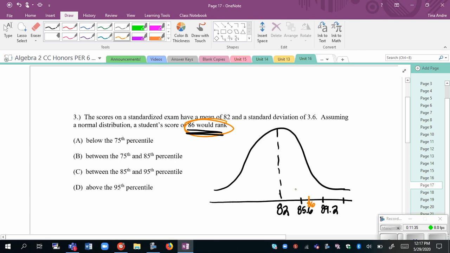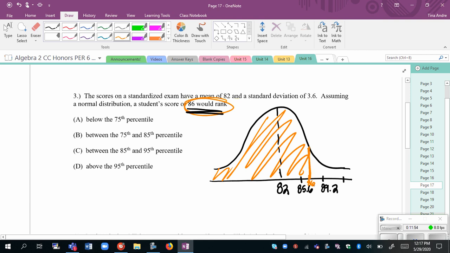So remember, percentile means you need to know what percentage of people did you score better than. So that means you're looking at this region in here. This is the percentage of people that you scored higher than. So what we need to do is find the z-score associated with 86. So let's go ahead and do that first. So the z-score, so z equals 86 minus the mean, 82, over the standard deviation, 3.6.